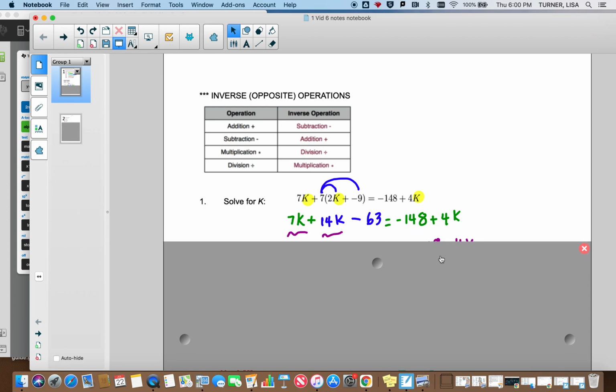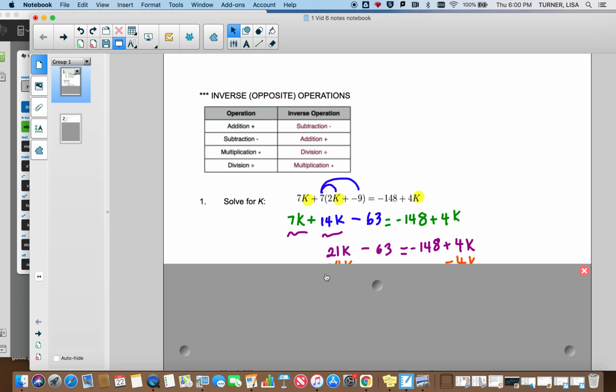The next thing is to look to see if step 2 is, are there any like terms on either side? And there are like terms over here, and I've marked them up. I always mark up my like terms. 7k's and 14k's is 21k's. And then it's sort of a pain, but we do this. We'd rather have you do quality over quantity. We're not asking you to do a lot of problems. Copy down the equation as it was.